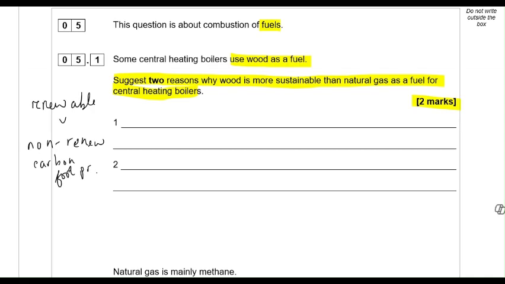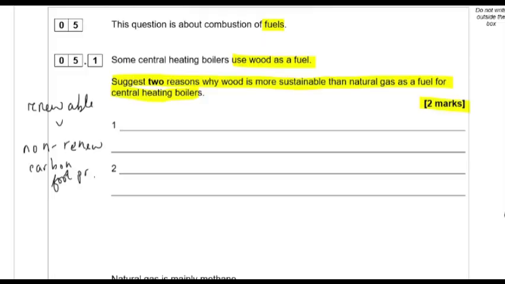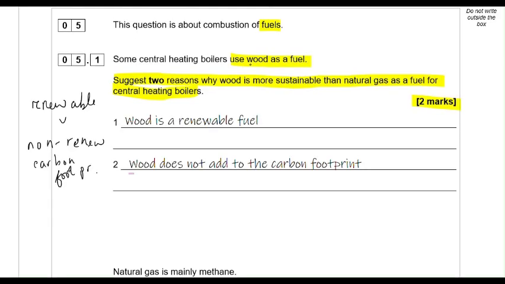Now, we should know that wood is a renewable fuel. We can grow wood in trees. Okay, so if we can grow it again, then the wood, when it's growing in a tree, soaks up carbon dioxide and therefore does not add to the carbon footprint. So for the first mark, we must write in the space provided, wood is a renewable fuel. And for the second mark, wood does not add to the carbon footprint. 2 marks.